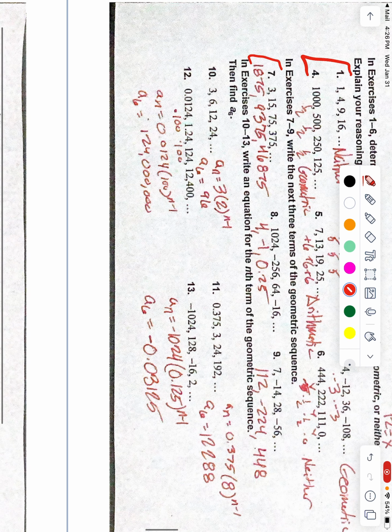Write an equation for the nth term. This would mean it wants an explicit equation. So I can explicitly tell you that you plug 6 into the equation and you get what the value is at 6.